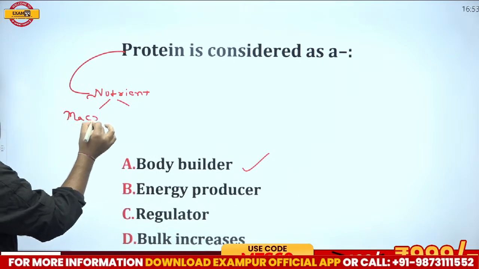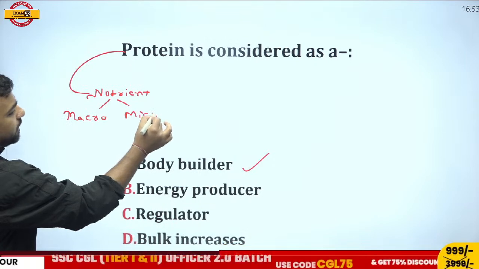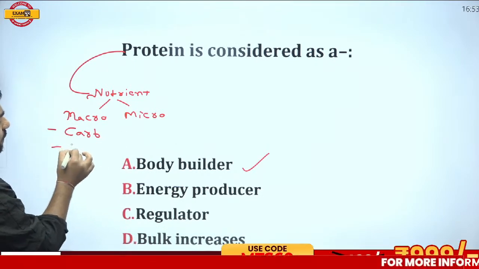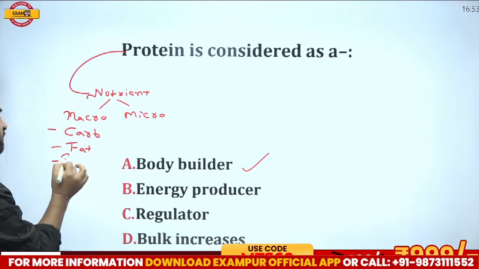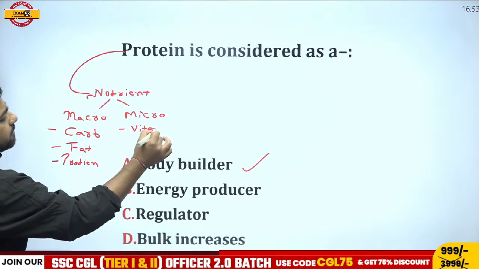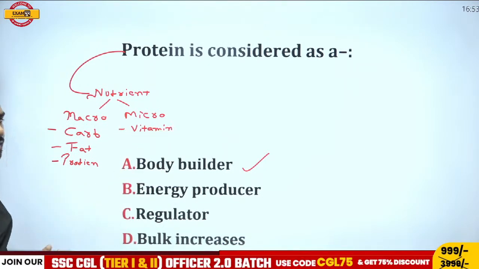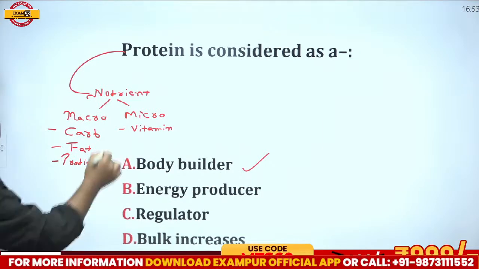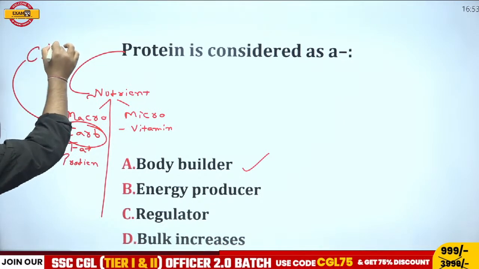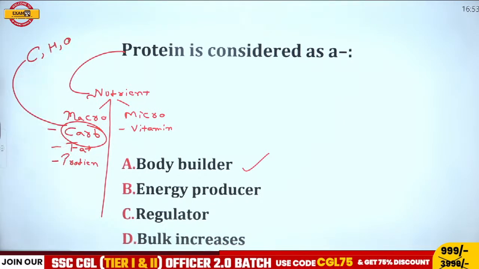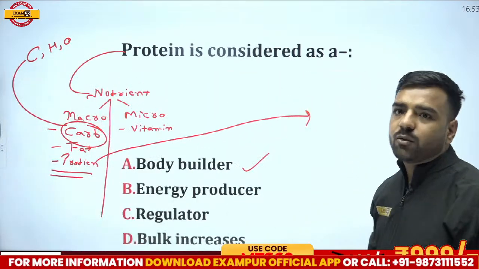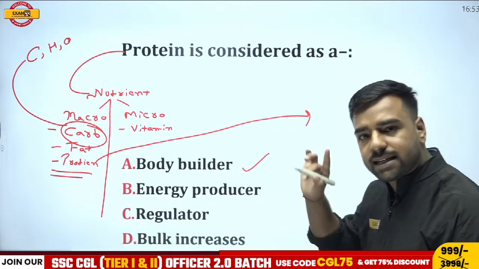One is macronutrient and another one is micronutrient. If I talk about macronutrients, we have carbohydrate here, then we have fats here, and then we have proteins here. But Rohit, remember in the micronutrients you have vitamins, and you can talk about other important things like zinc, calcium and all. But the main thing is that carbohydrate is made up of what? Carbon, hydrogen and oxygen. But the very important fact is, if I talk about protein, we have one more thing, and what's that? That is nitrogen. This is asked in the examination.